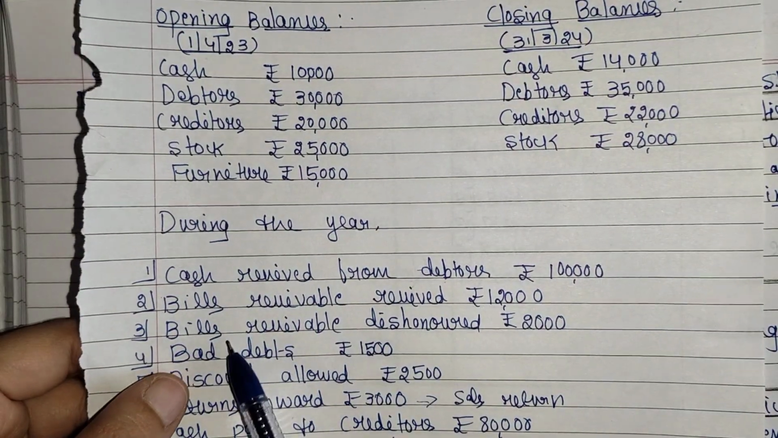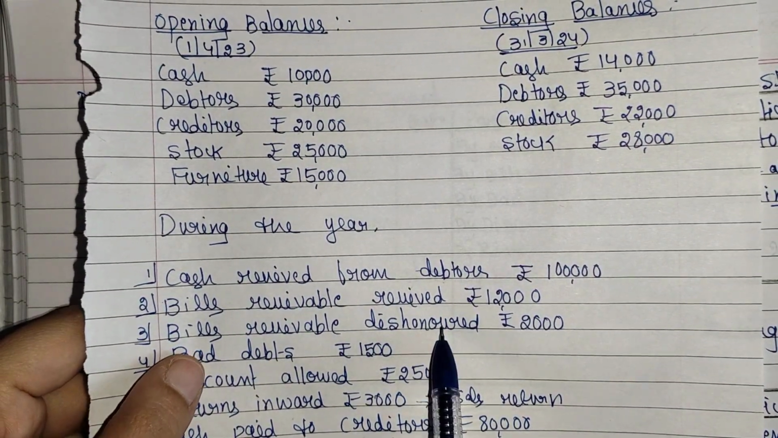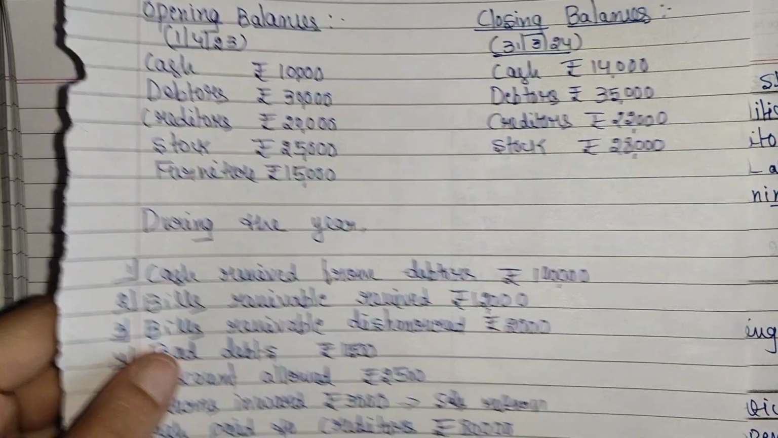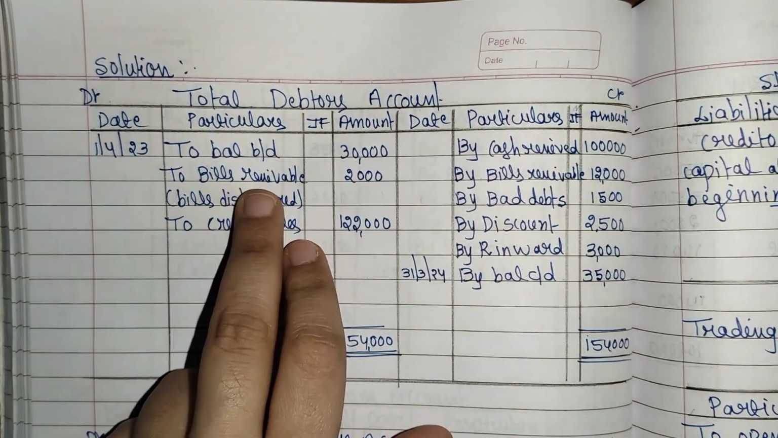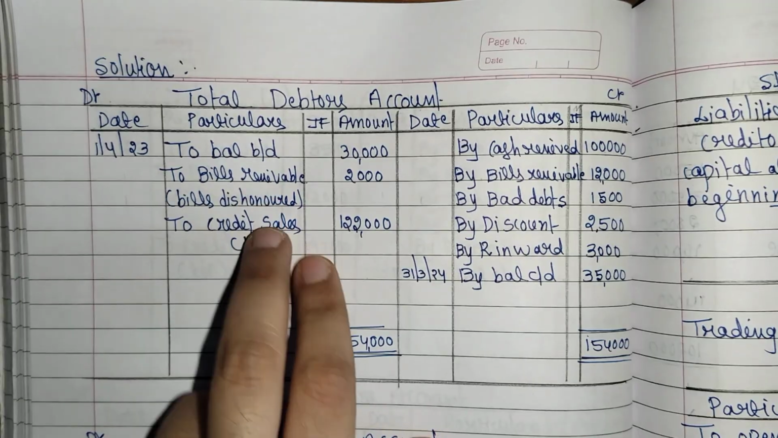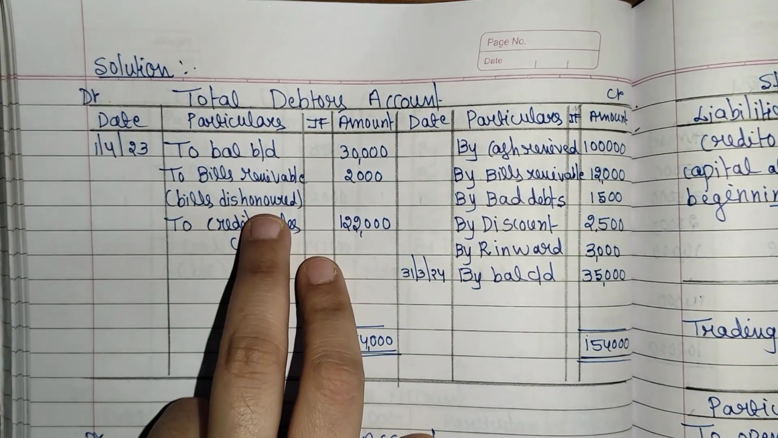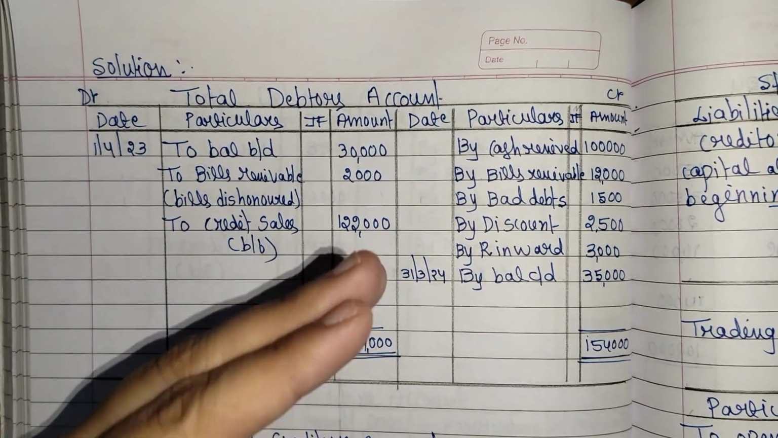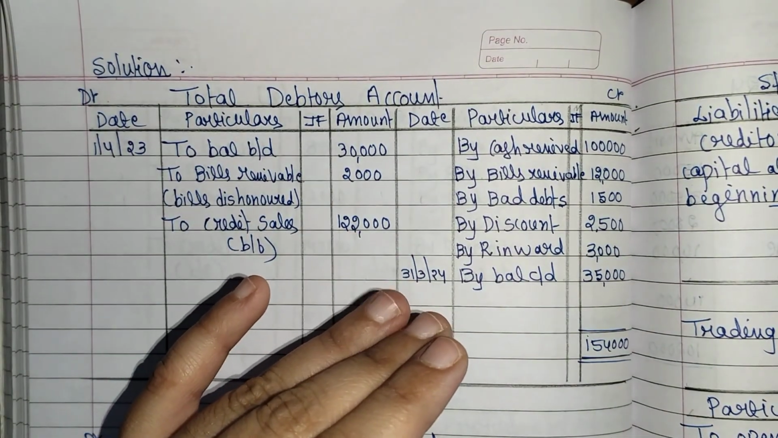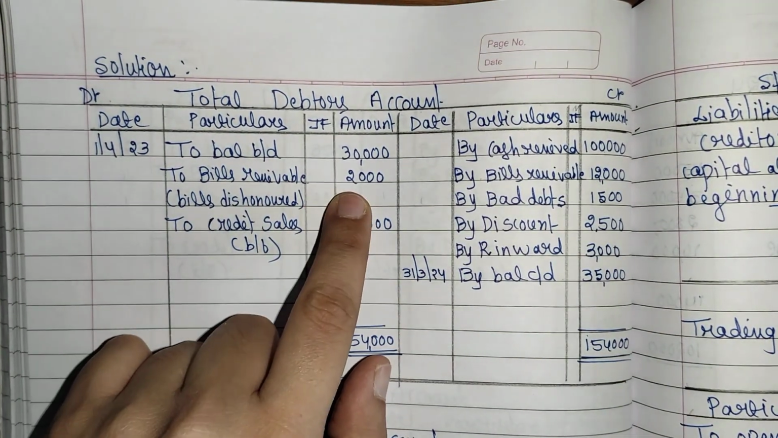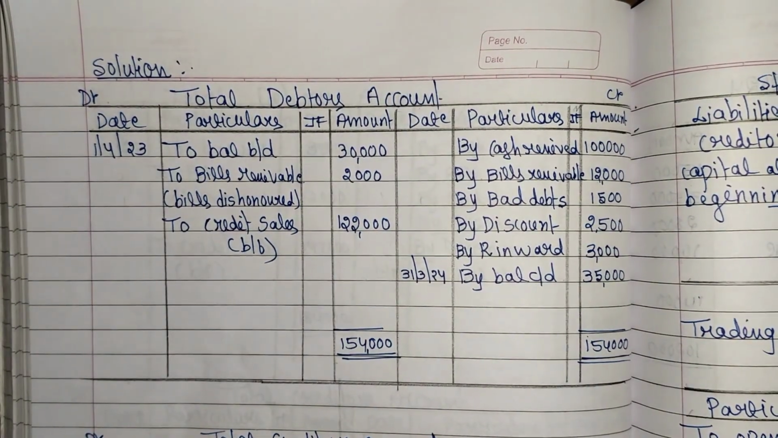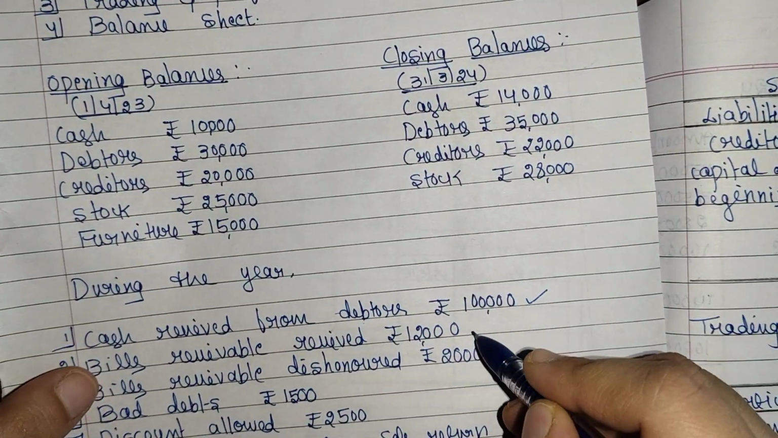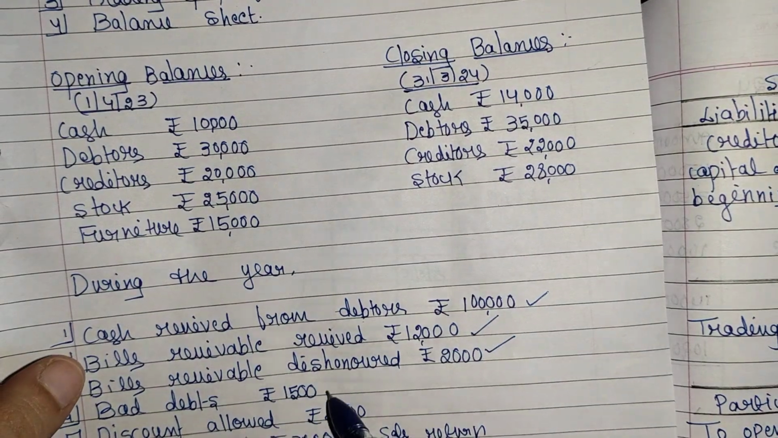Next one, bills receivables dishonored, that is rupees 2,000. It means what? That is, we need to enter on the debit side of the debtors account, to bills receivables, bills dishonored. Means the customer gives the bills receivable, but later the bill is not paid. Right? So that is rupees 2,000.